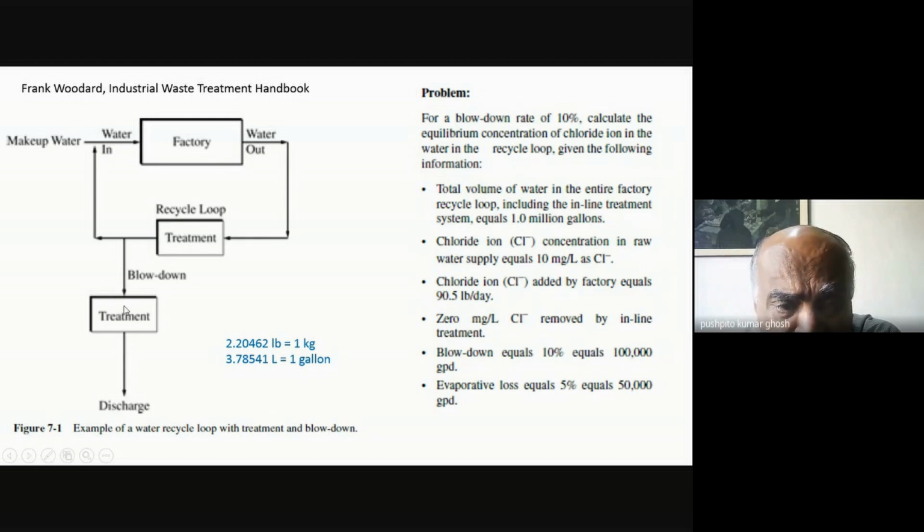And what they're saying also is that, not only the amount that I'm blowing down, but in my factory, because it's quite hot, there will always be some evaporation losses. Typically the evaporation loss is something like 5% of the total amount. So if I've taken 1 million gallons, 5% means 50,000 gallons per day is my evaporation loss. So my makeup will be both the amount that I blew down plus the amount that evaporated. So that is my total intake of water.